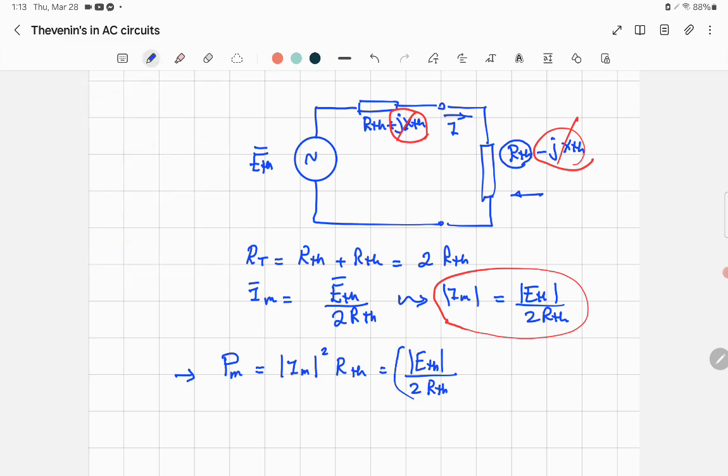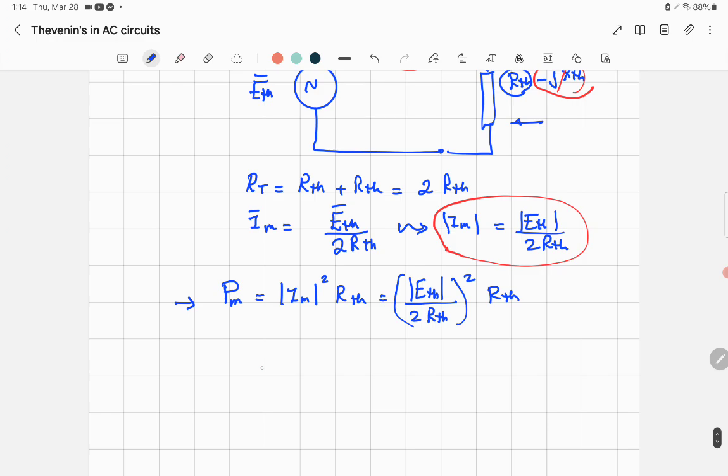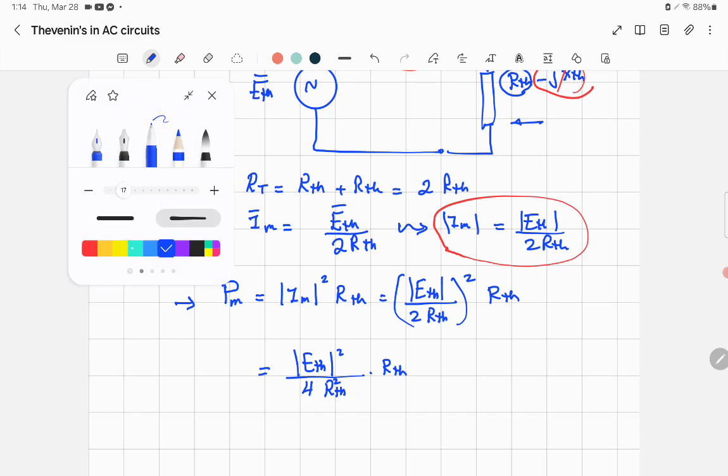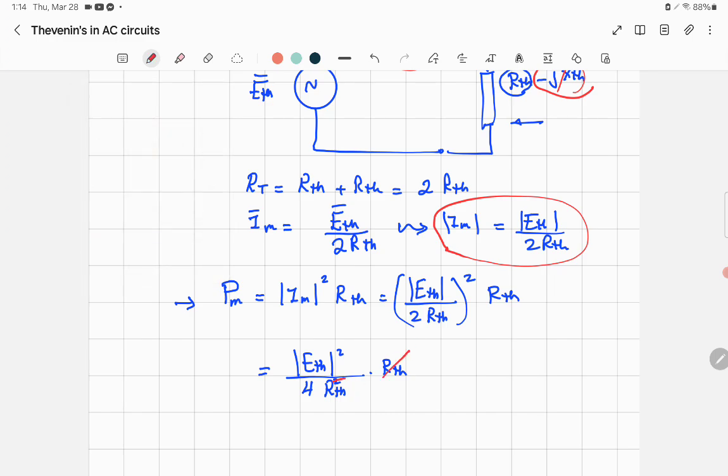Now, you need this current squared times R Thevenin. So you will have E Thevenin magnitude squared. Remember, all these values are root mean square, not max. And 2 times 2 is equal to 4. R Thevenin squared is multiplied by R Thevenin, so R Thevenin cancels with the square down, and we are left with only R Thevenin on the bottom. So we have E Thevenin squared, that's the magnitude, remember, divided by 4 R Thevenin. And that will be the maximum power.